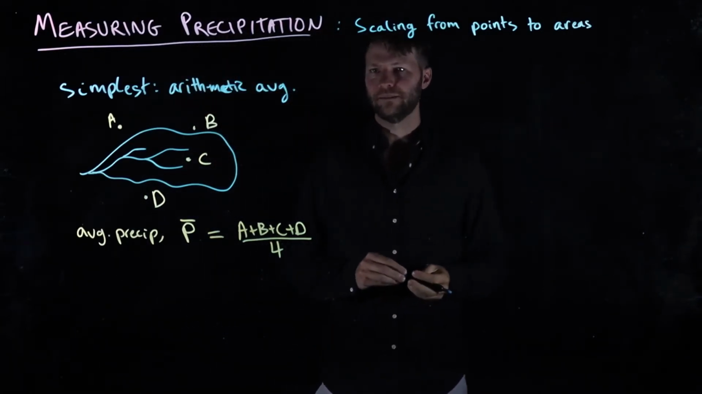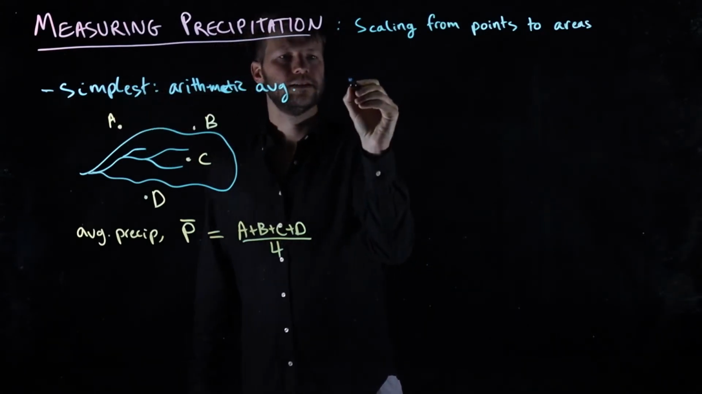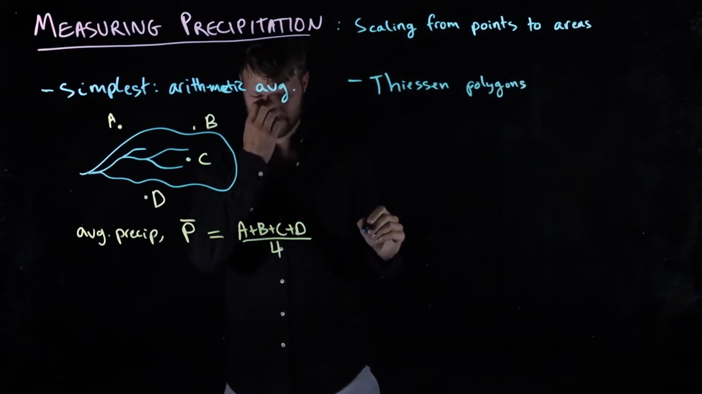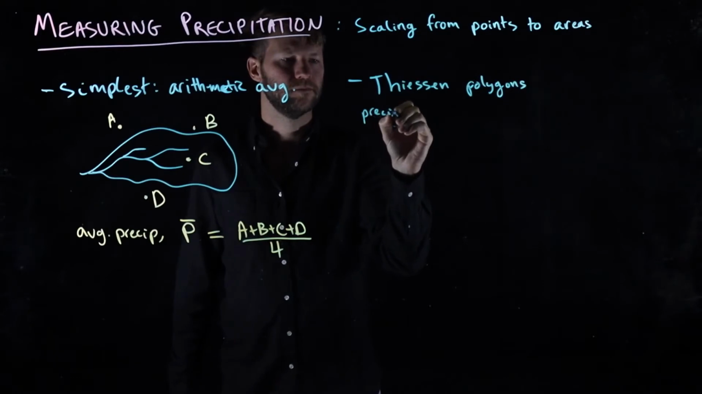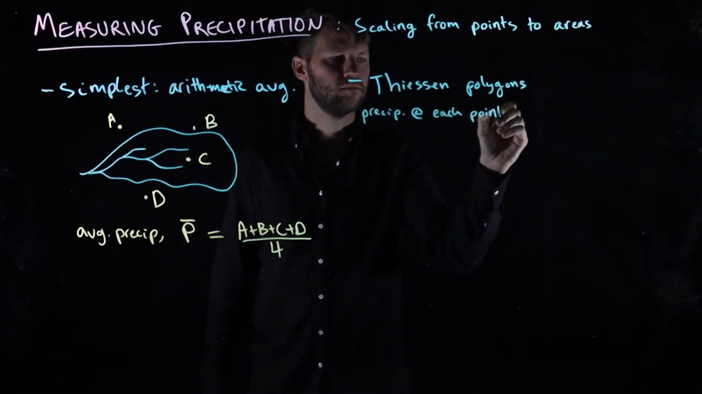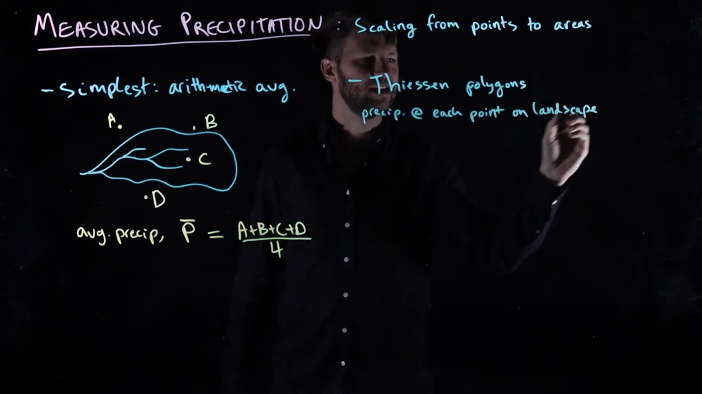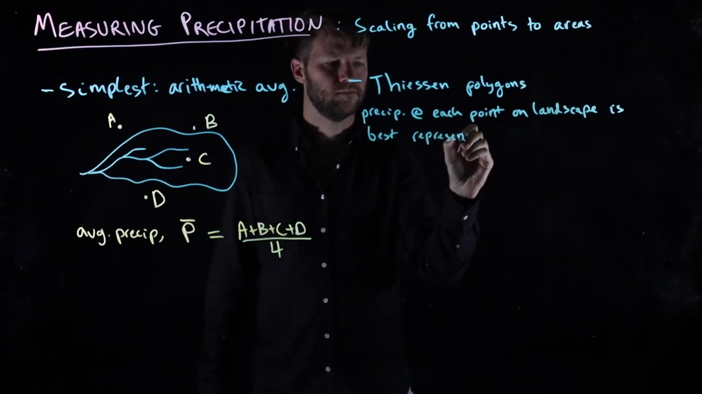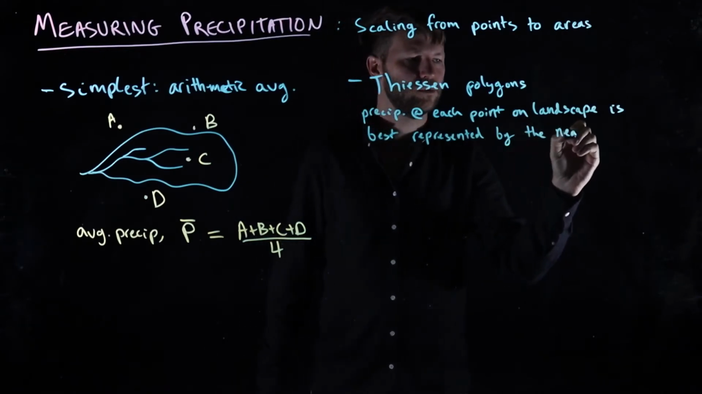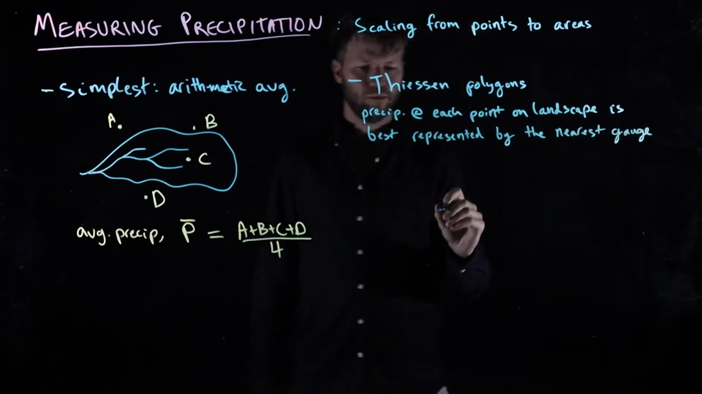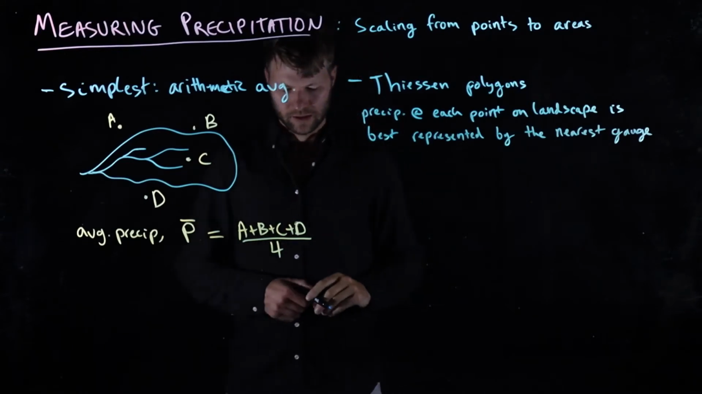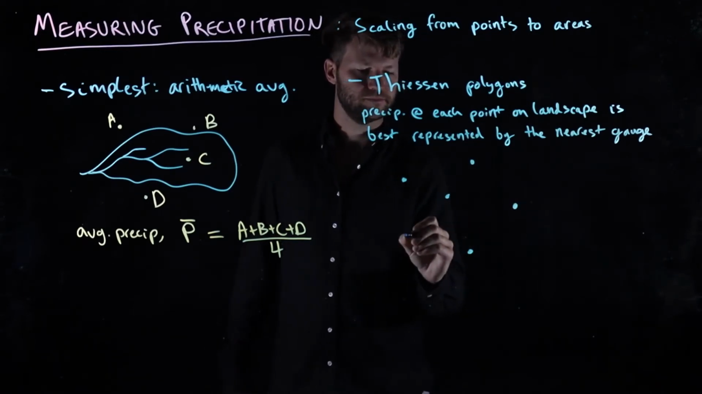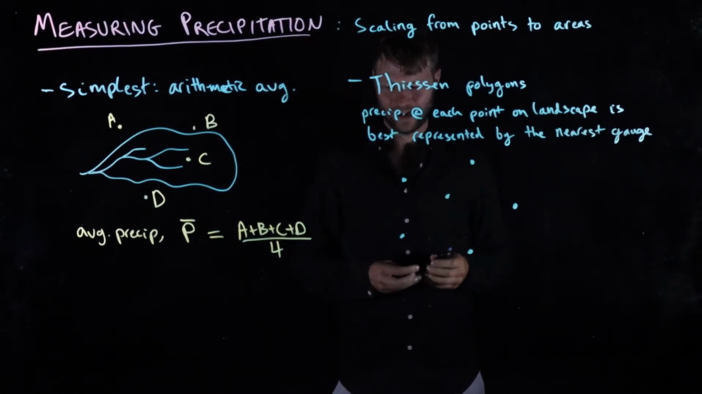The next method is slightly more complicated, and it's known as Thiessen polygons. And the idea here is that precip at each point on the landscape is assumed to be best represented by the nearest gauge. And so we need to figure out a way to determine what is the nearest gauge at any particular location on the landscape. So let's consider that we have some gauges that are spread out across the landscape. And Thiessen figured out how to do this graphically, and there's a recipe for doing this.